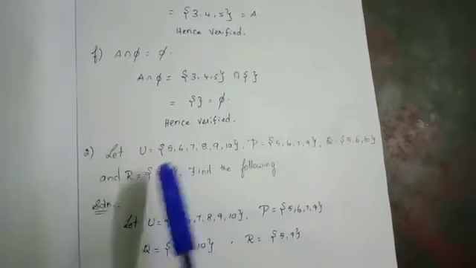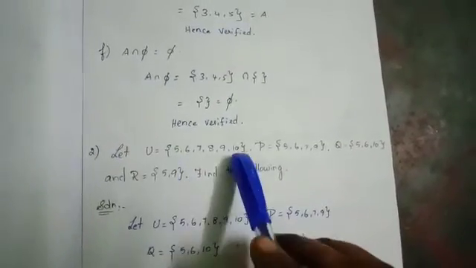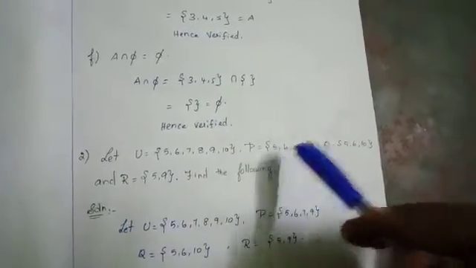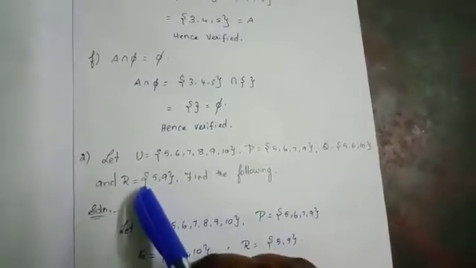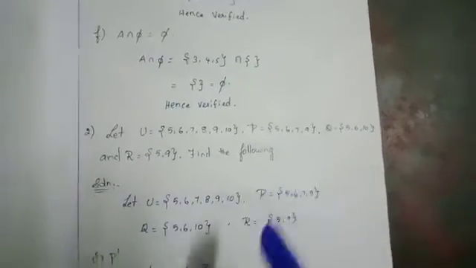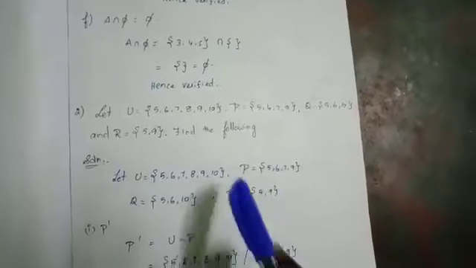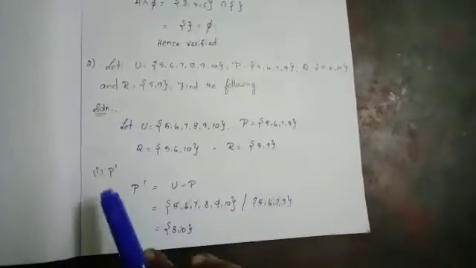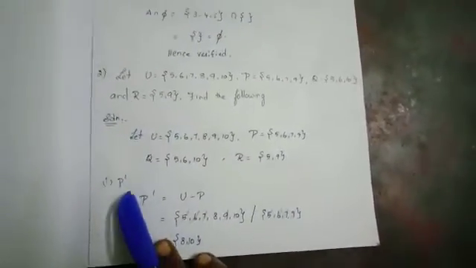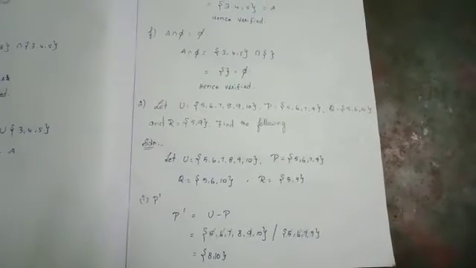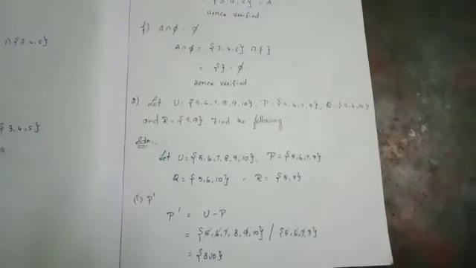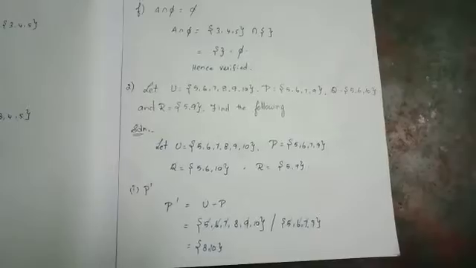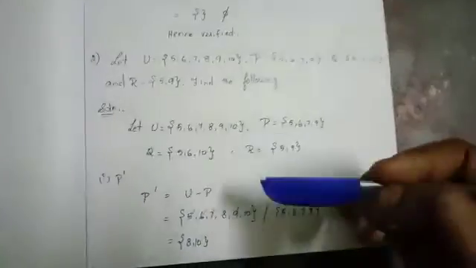So next sum. Let U be the universal set, which is given, and the P set, Q set and R set are given. Find the following. Let everything be taken as given. First one, P dash, you find the value. P dash is nothing but in the universal set you subtract the P value. That means the difference of the universal set and P set gives you the answer.